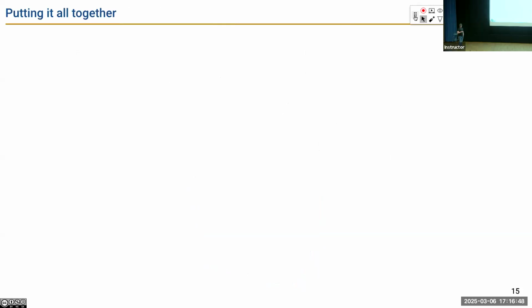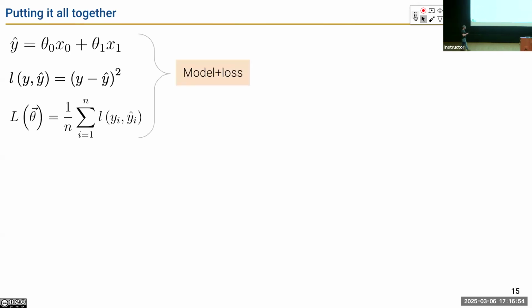All right, so let's put it all together now. Let's put together everything in the last 4 or 5 lectures in one slide. So we learned this first. We learned how to state a model. We learned how to state some loss function on individual data points. And then we learned about this idea of average loss.